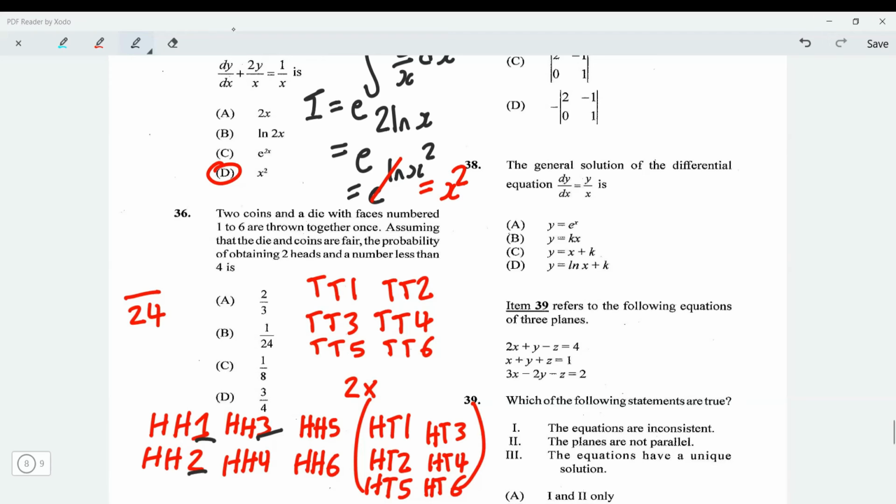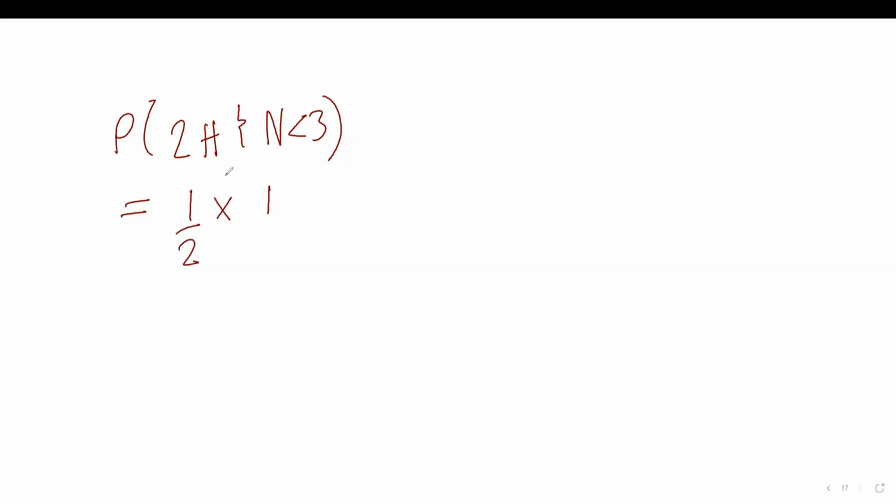But let's see. Why do we not have these? So let's just go back here. We need to find the probability of getting 2 heads and a number less than 4. I'm just going to write n less than 4, all right? And so that's what we want. If we get 2 heads, that means the first one has to be a head, which is a half, times the second one has to be a head, which is a half, times a number less than 4.